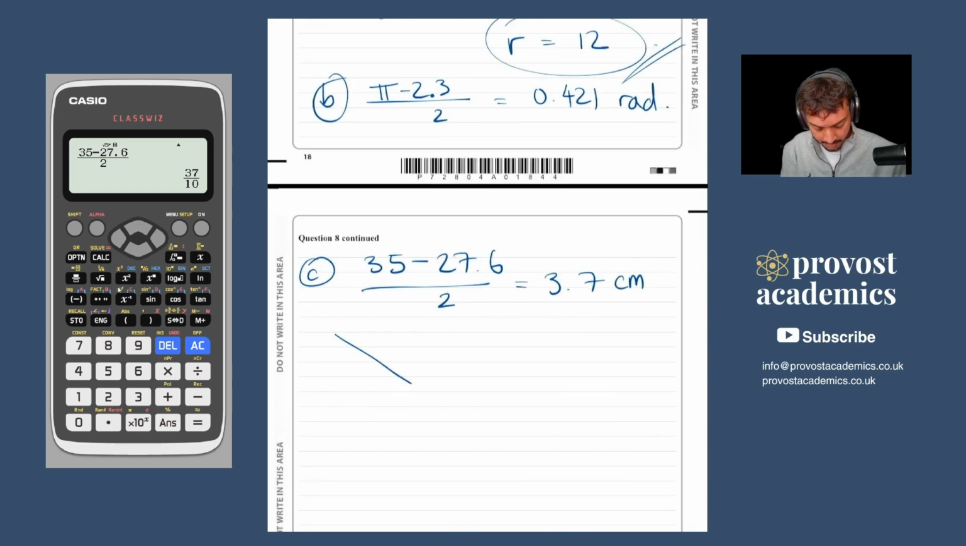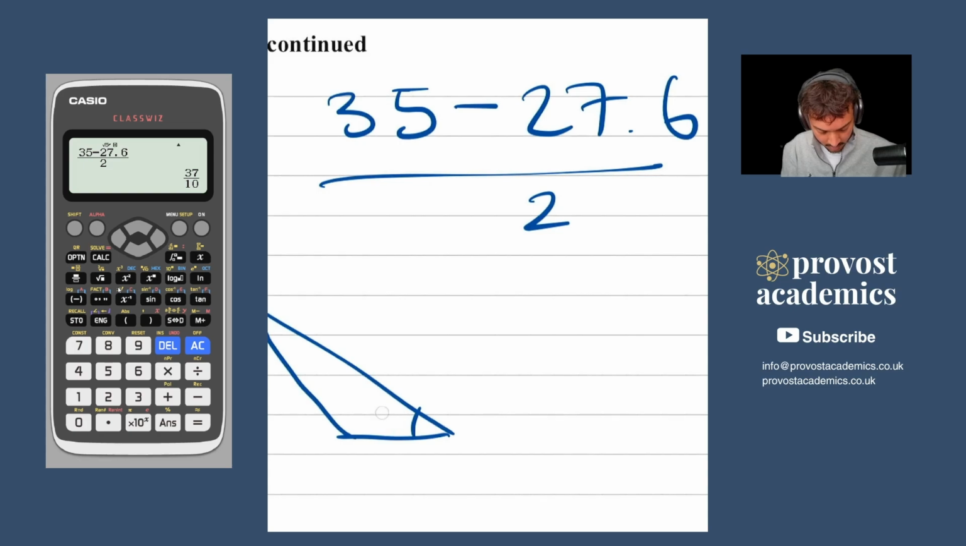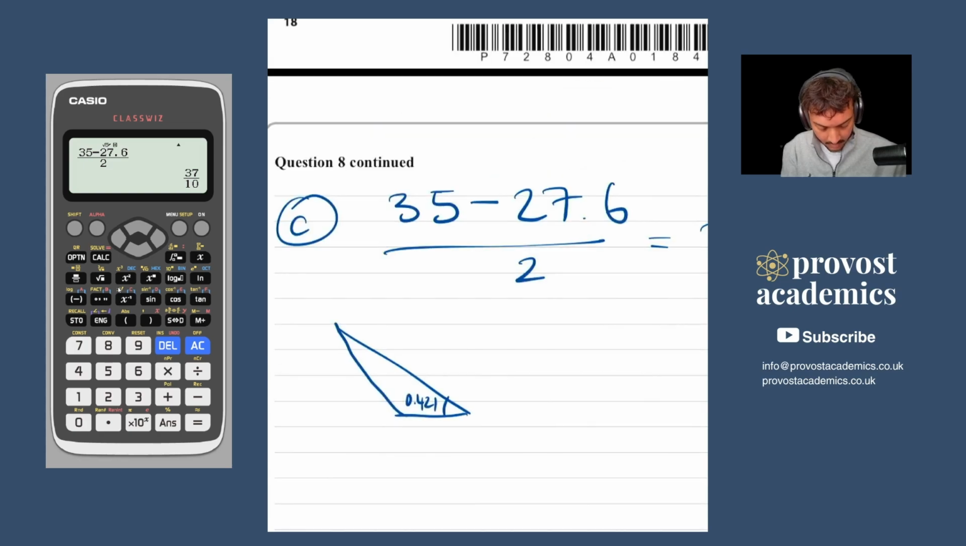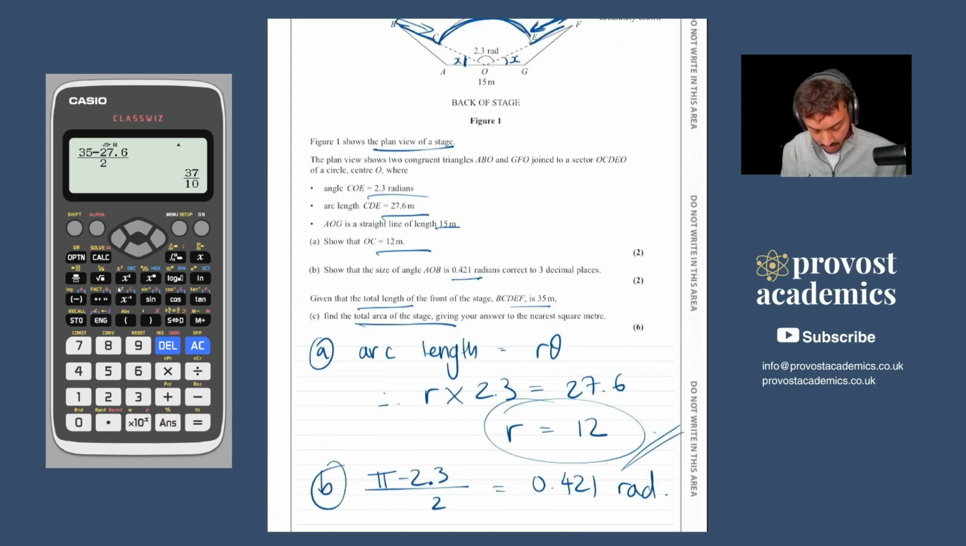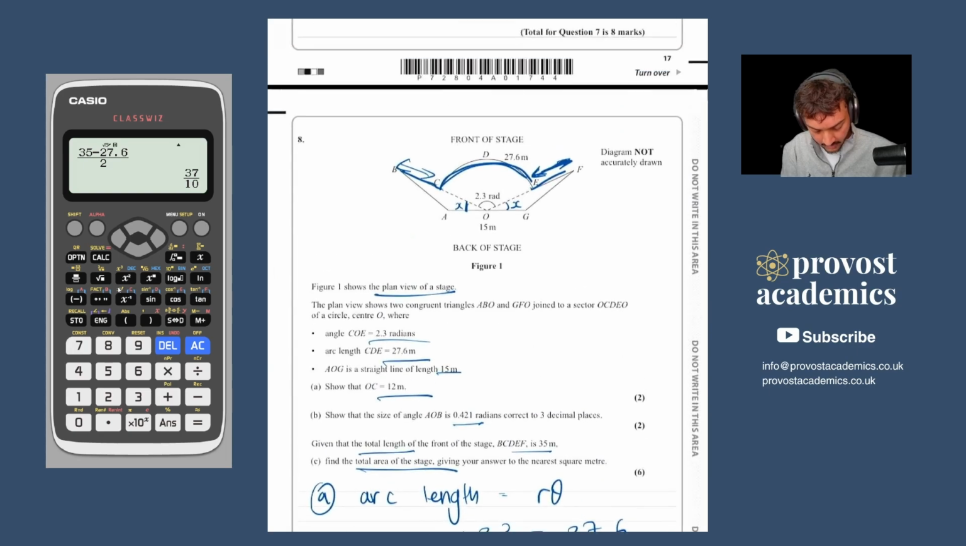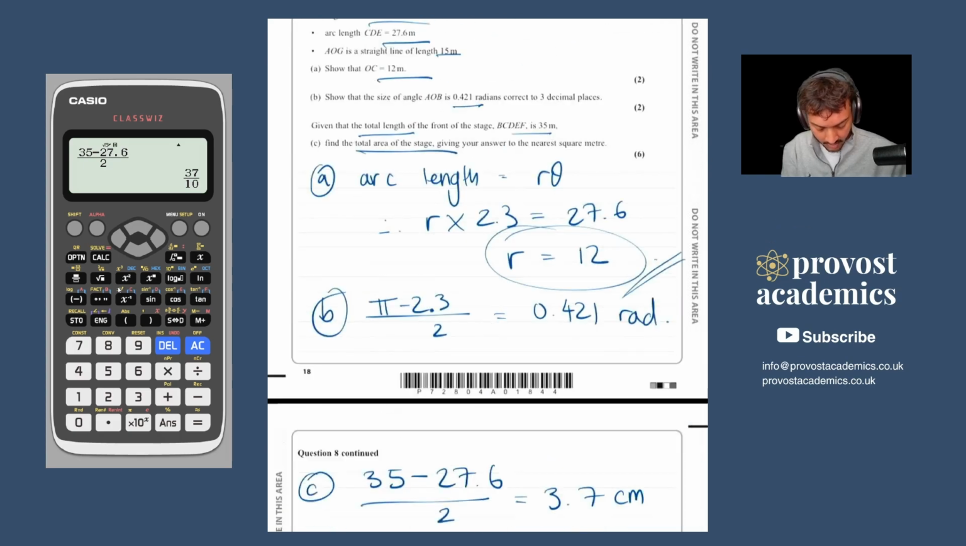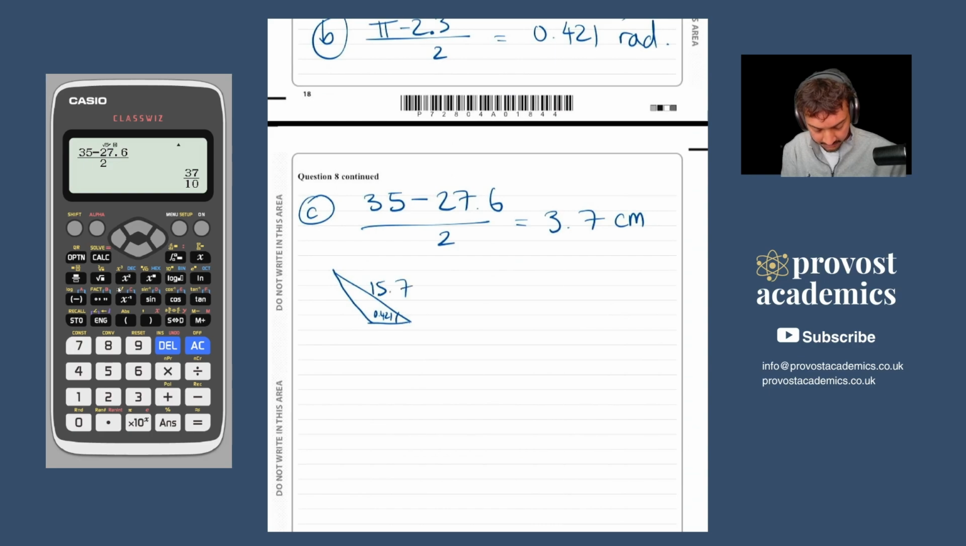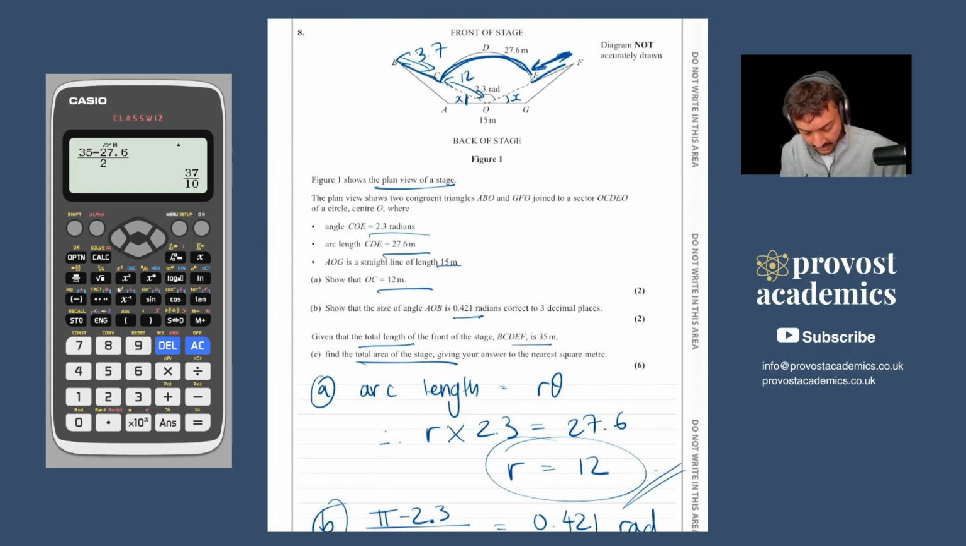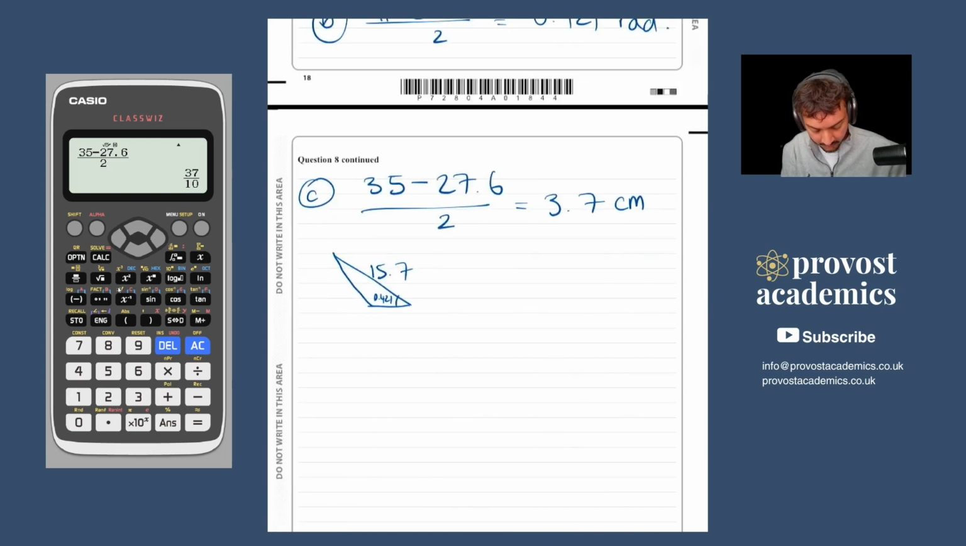So let's set up how my triangle looks. So I've got 0.421, sorry. What else do we know? Yes, so we know the entire length now because we know what the radius is. The radius is 12, and that's 3.7. So actually that is 15.7, and this length here would be half of that, which is 7.5.